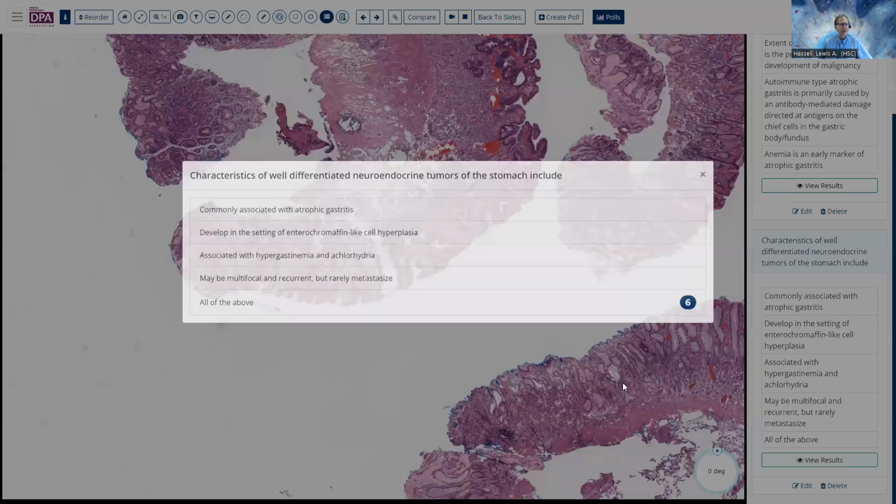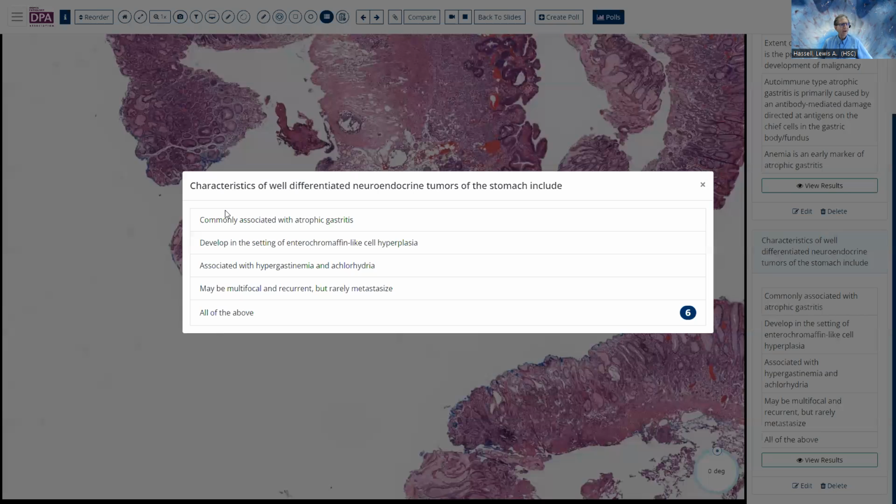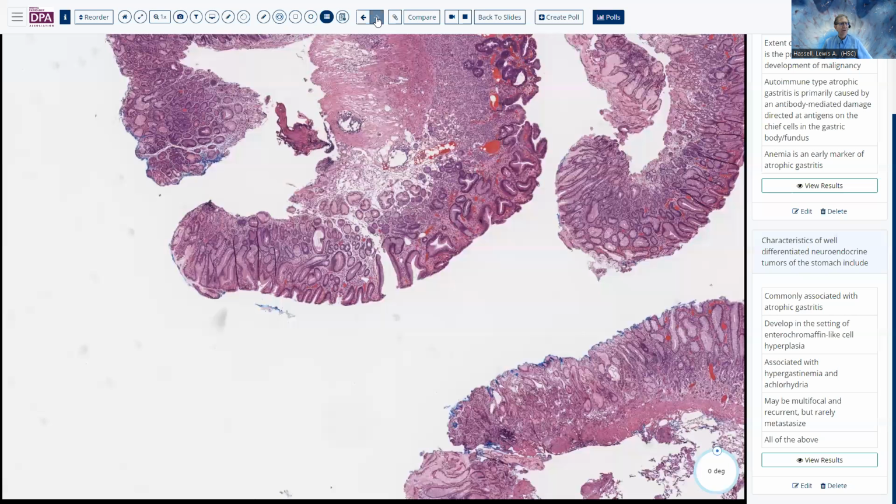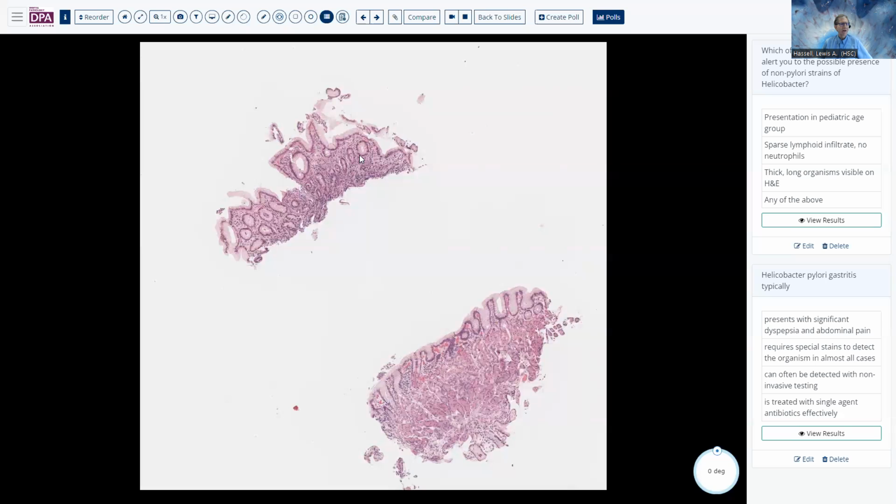And with regard to well-differentiated neuroendocrine tumors in the stomach, all of these are true. They are commonly associated with atrophic gastritis and enterochromaffin cell hyperplasia, which you've mentioned, and the drive for that is achlorhydria with hypergastrinemia. They may be multifocal and recurrent, but metastasis is extraordinarily rare. So things to remember from that. We'll talk a little bit more about gastritis before we summarize things here.